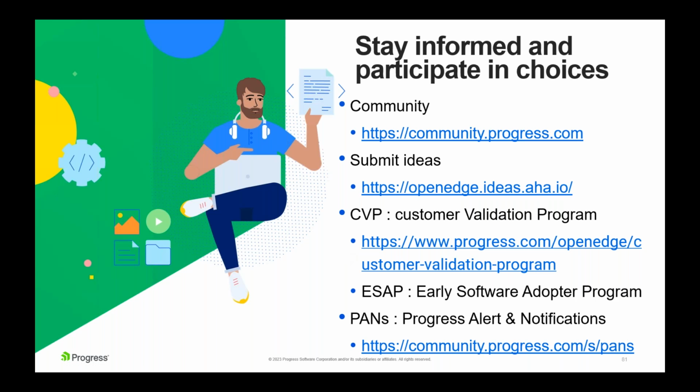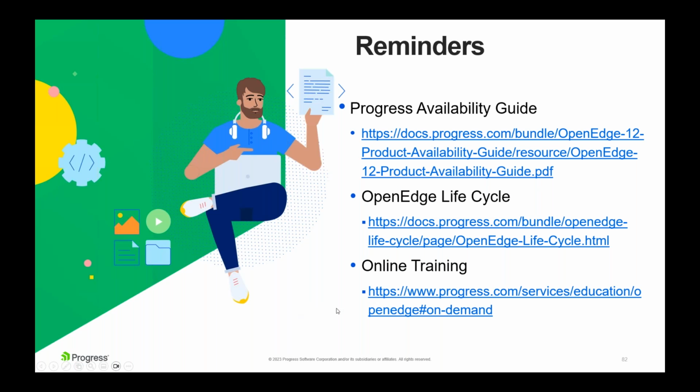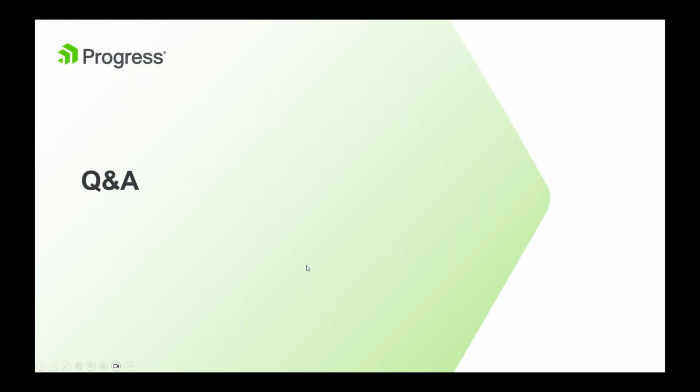And of course, if you want to participate, don't forget to communicate through the community and submit ideas. We have many good ideas coming from the field and implemented in our roadmap. Use CVP as a single point to communicate with us. Use also the ASAP. We have ASAP, the early software adopter program, with features available in CVP, Progress alerts and notifications as well, and also different kinds of documentation if you have interest in this.